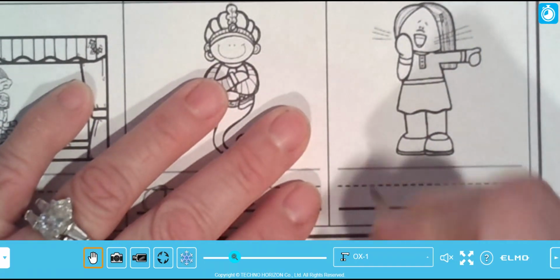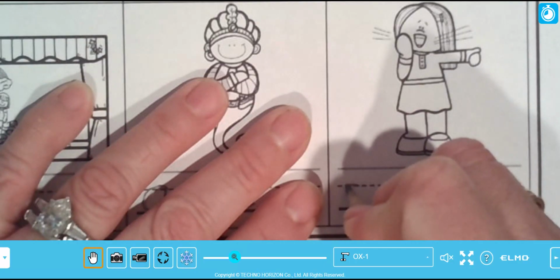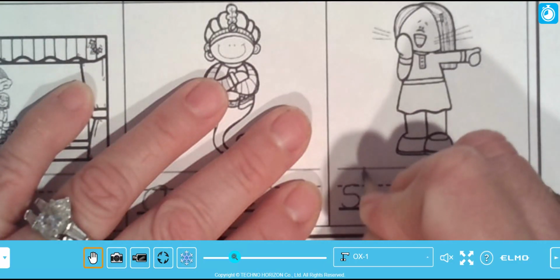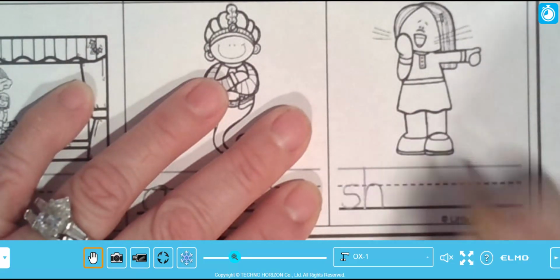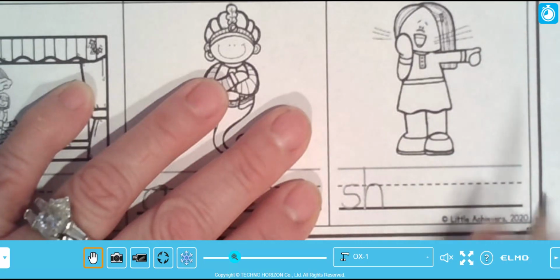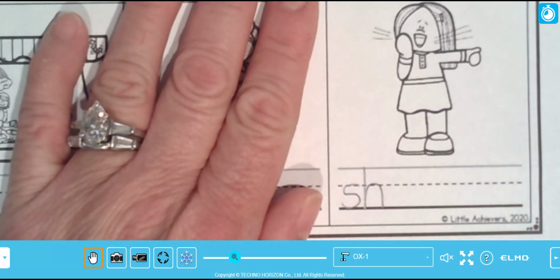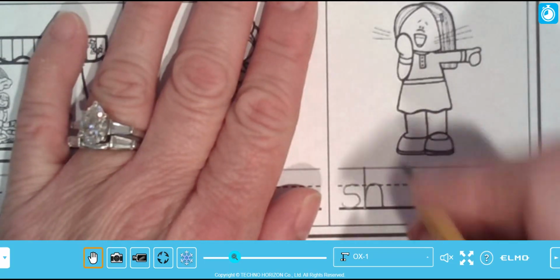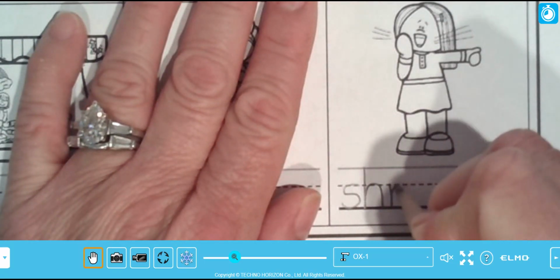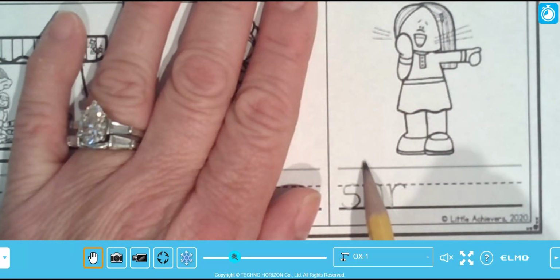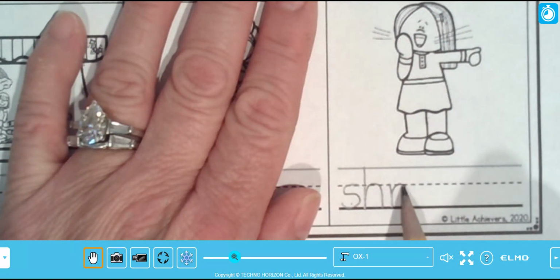Okay, SH is a digraph, so it goes together. Shh. So we have a small and a tall. Go ahead and write that down. Okay, then the R. R is also a small. So small, tall, small.